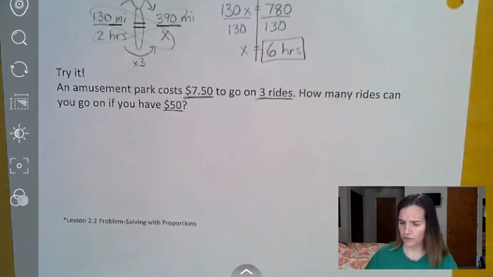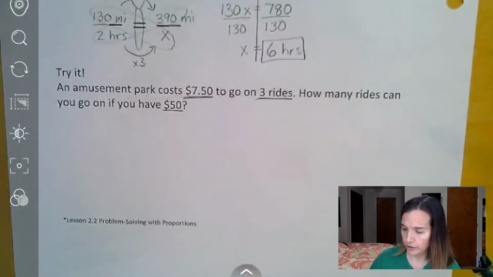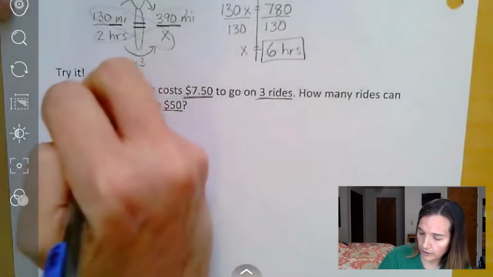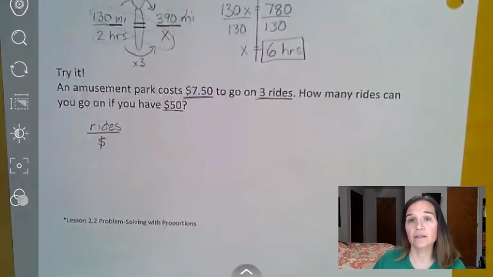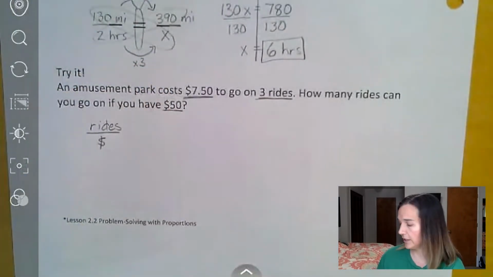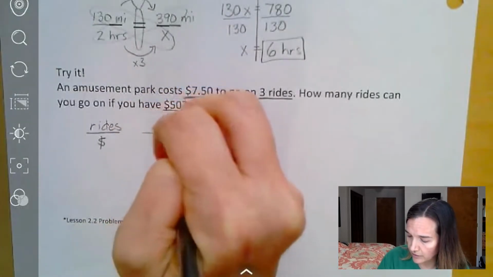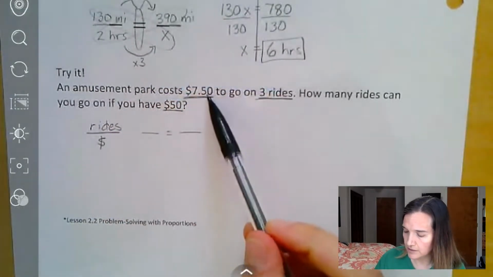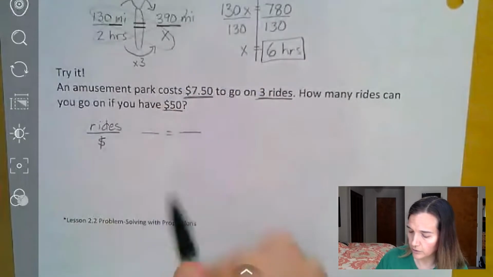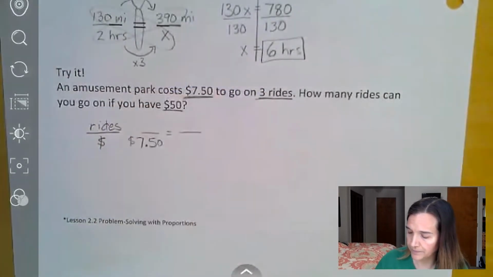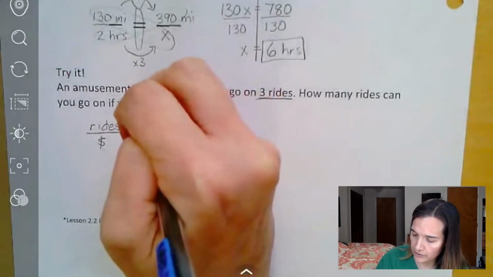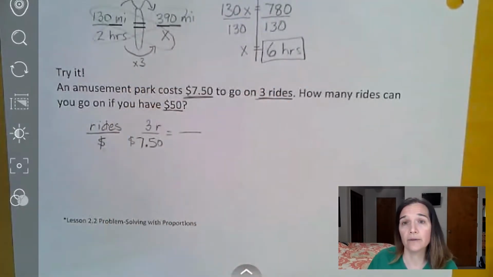Let's see, just for fun, let's put rides in the numerator, which means I'm going to put my money in the denominator. So again, set up my proportion with the numbers they gave me. First sentence, $7.50. I said money's going in the denominator. Put my $7.50 here. And 3 rides, I said 3 goes in the numerator. So I'm going to put those there.